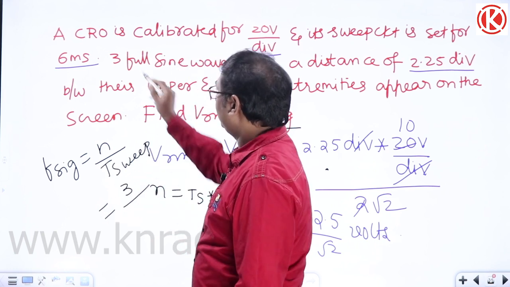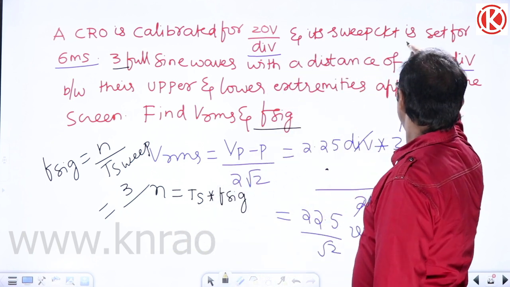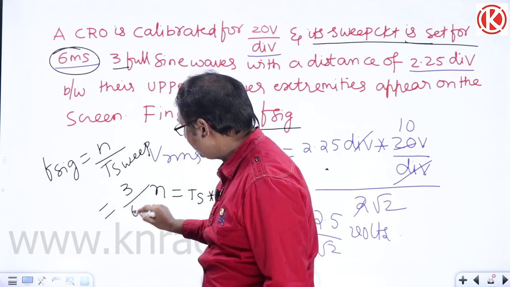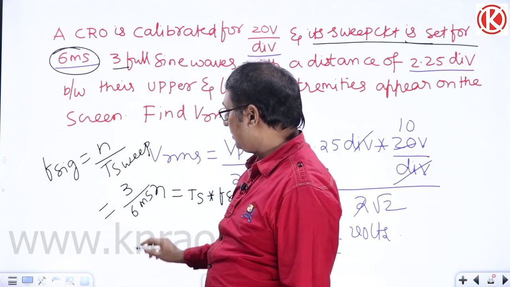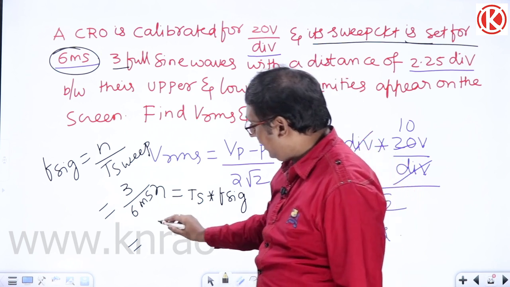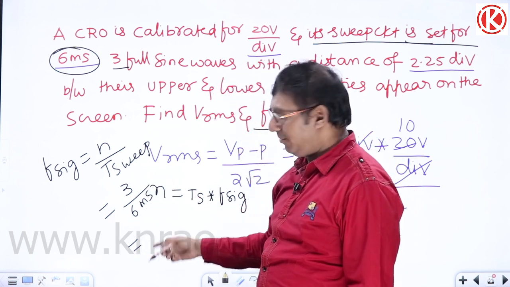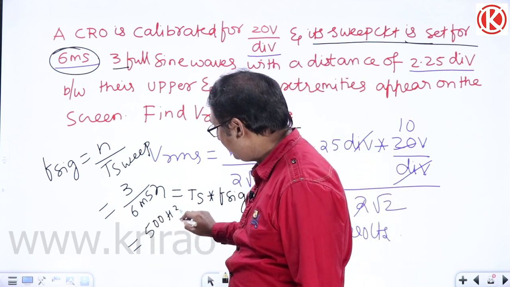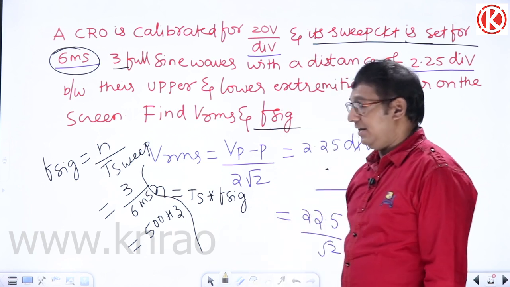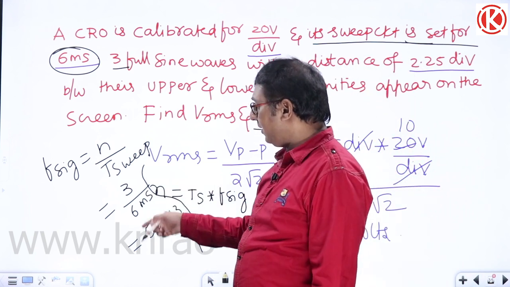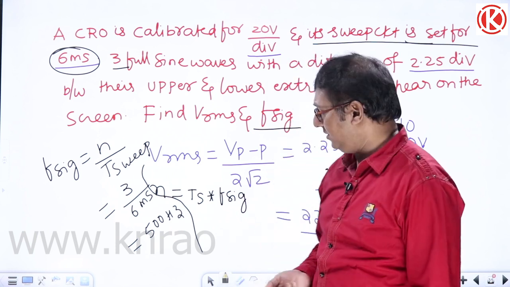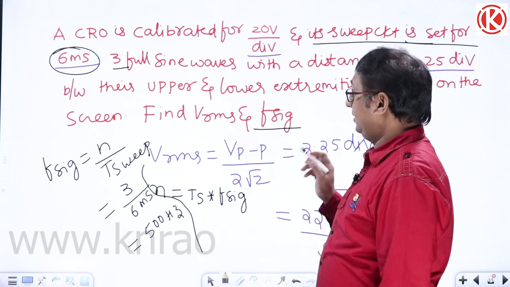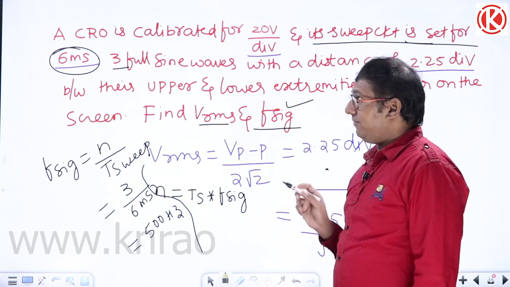What is N? 3 cycles are there. T sweep, its sweep circuit, is set for 6 milliseconds. So what could this be? 3 by 6, 0.5 milliseconds, 0.5 into 10 power 3. So F signal equals 500 hertz. Is it done? Clear? 3 by 6, sir, 1 by 2, 0.5, 0.5 into 10 power 3. Yes, it is some 500 hertz. This is how you have to calculate VRMS as well as F signal.